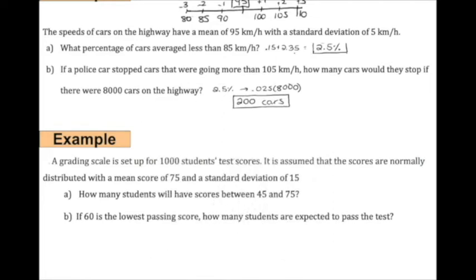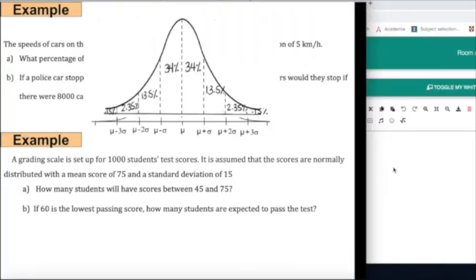Okay, moving on to the next example. A grading scale is set up for 1,000 students' test scores. It is assumed that the scores are normally distributed with a mean score of 75 and a standard deviation of 15. Question A: how many students will have scores between 45 and 75? Let me open the whiteboard.